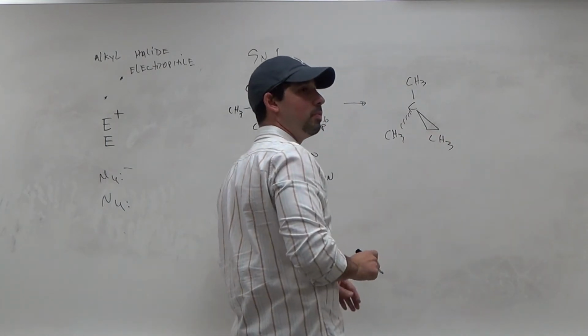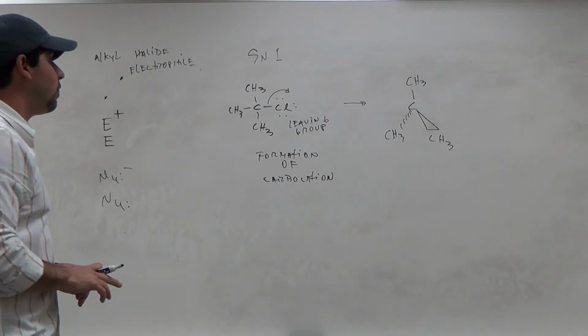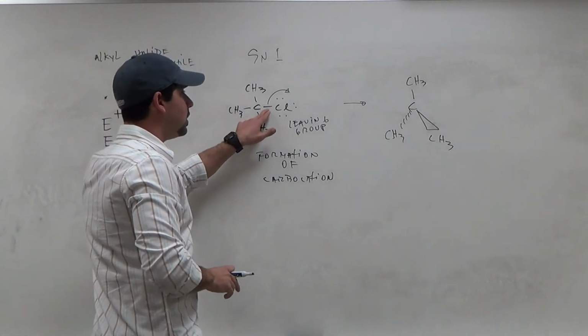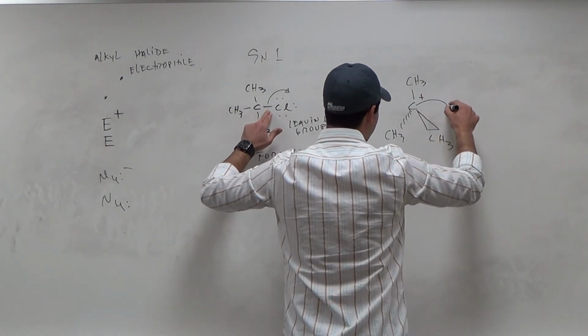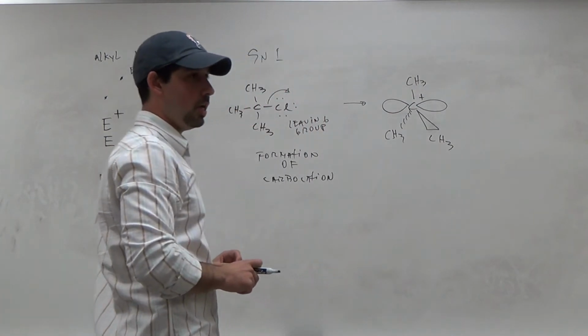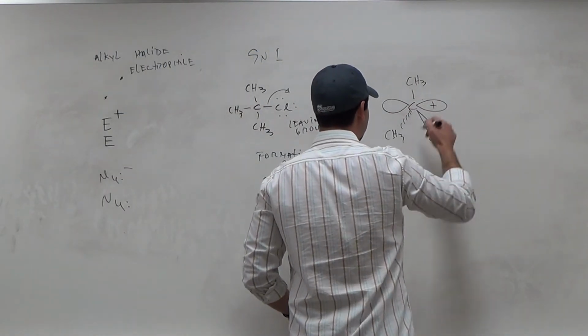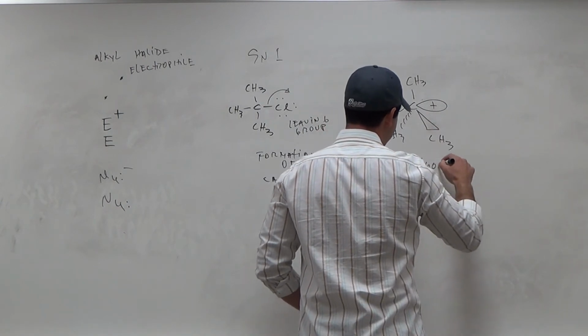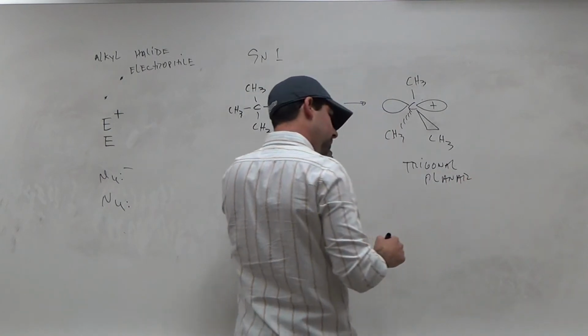What did you form? When the chlorine took the electrons, it formed this carbocation. And the carbocation is sp2. It looks like that. It is trigonal planar. Let's put this positive inside, because it is trigonal planar.